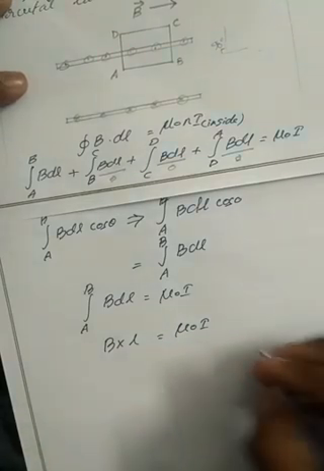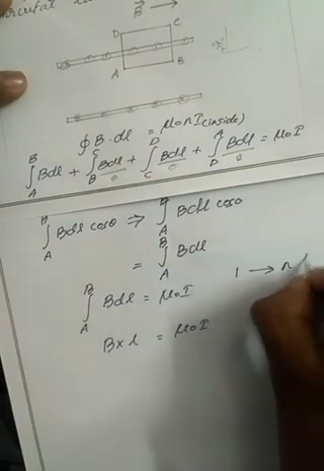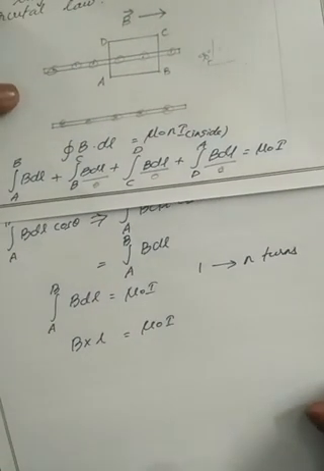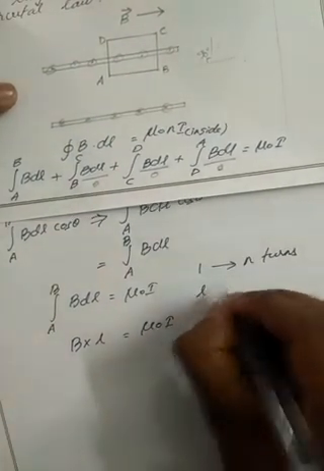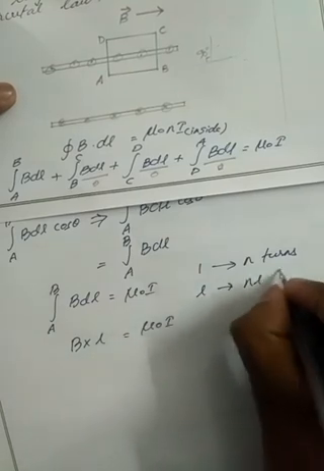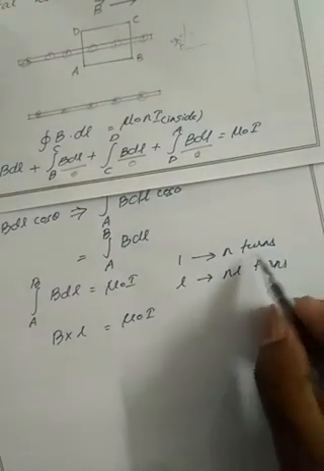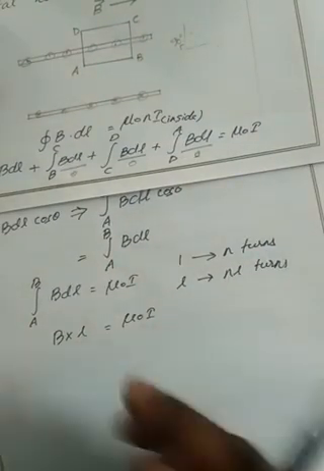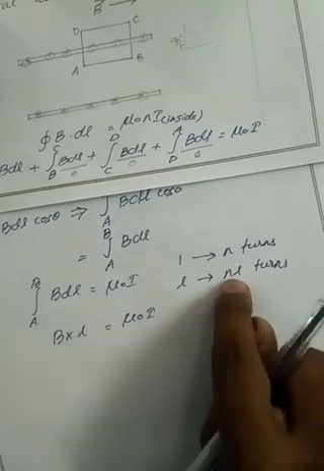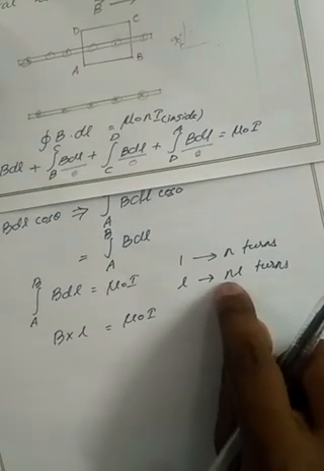Okay. So if one unit has n turns, so what if L units have n into L number of turns, right? So one unit has n turns. I have L units, L being the length of the solenoid. So then the L length of the solenoid has n into L turns. So my total turns will be equal to n into L.